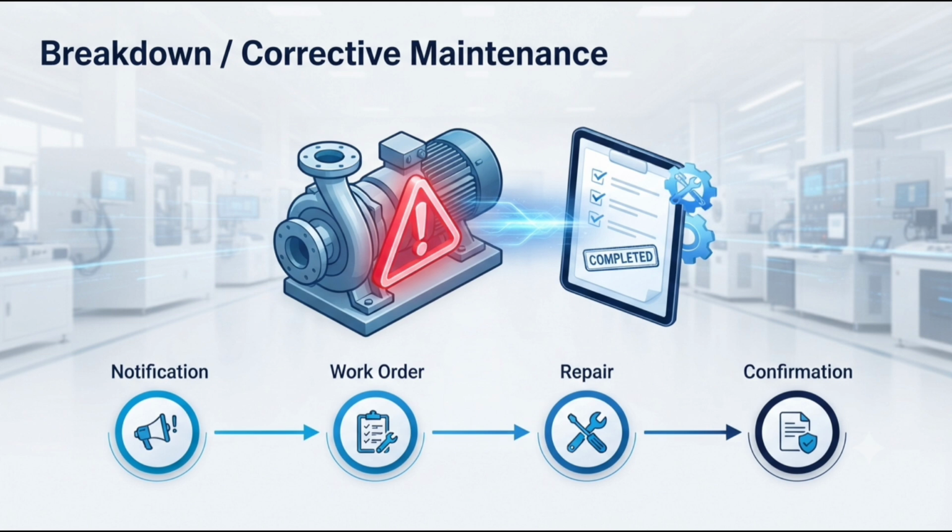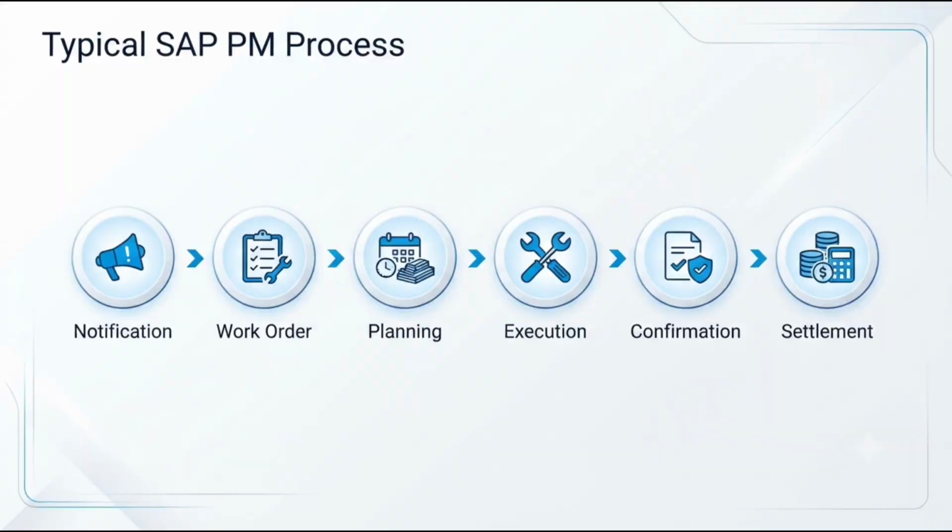Breakdown or corrective maintenance deals with unexpected failures. When a machine stops, a notification is created immediately, followed by an urgent work order. The goal is to restore the equipment as quickly and safely as possible. After the repair is completed, technicians confirm the work and the order is closed. Analyzing breakdown data over time helps identify weak points and improve reliability. While preventive maintenance is preferred, every plant still needs a strong process for handling emergency repairs efficiently through SAP PM.